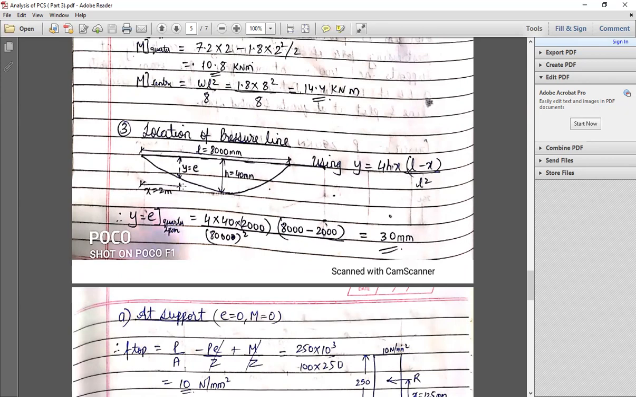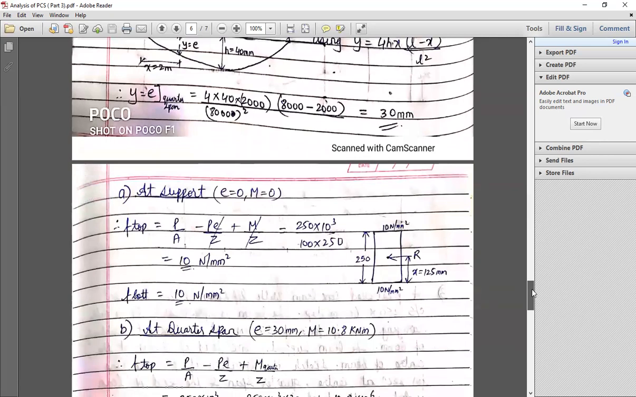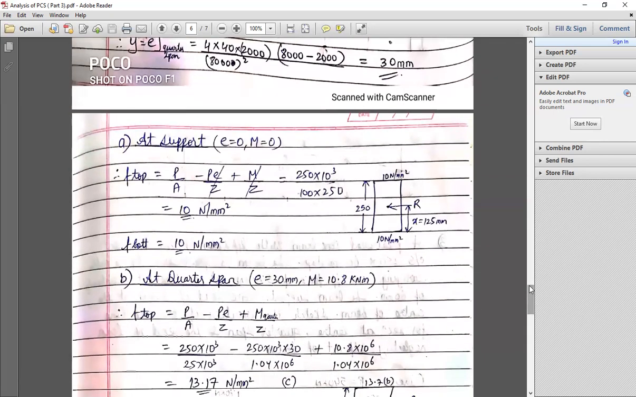So now we got this value y. Now let us go for the next step. Now we will find out f top and f bottom. ठीक है, so f top at the support first we will find out. At the support eccentricity कितना है, 0 है और bending moment भी 0 है, so f top will become only P by A. So this is how much, 10. Similarly f bottom is also 10.